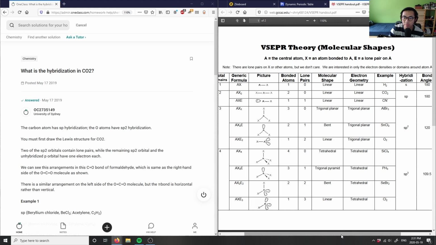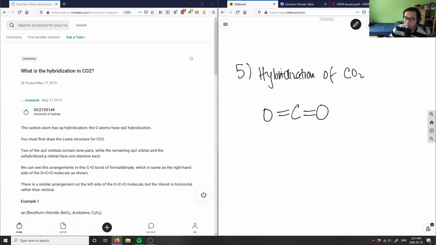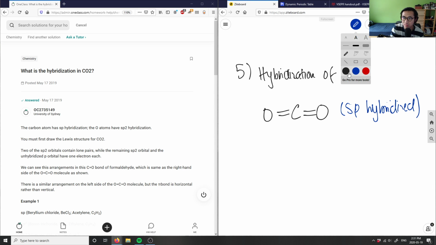And how do we know that this is sp hybridized? That's actually our answer for this problem as well. If you're not given VSEPR theory, how do we know it's sp hybridized? Well, what we have to do first is list the types of hybridization. Most commonly we have sp3, we have sp2, and then we have sp.